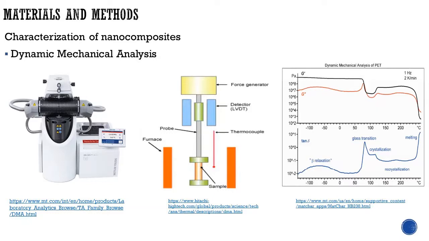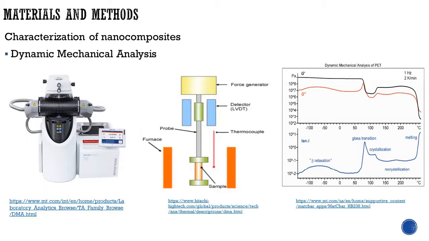The last characterization technique used is dynamic mechanical analysis, or DMA. DMA is an important technique used to measure the mechanical and viscoelastic properties of materials such as thermoplastics, thermosets, and elastomers. In DMA, the sample is subjected to a periodic stress in one of several different modes of deformation, such as bending, tension, shear, and compression.